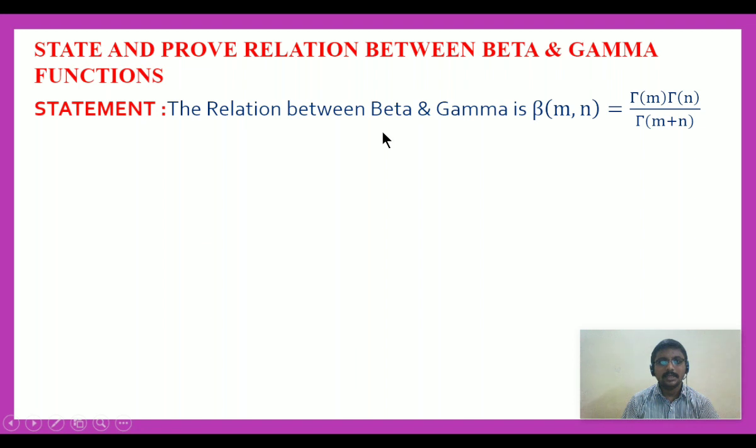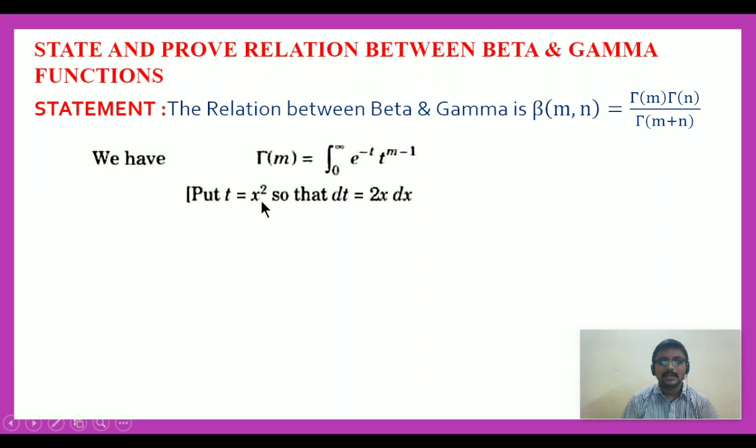The proof is very important. By the definition of gamma function, we will have gamma of m is the integral 0 to infinity e power minus t, t power m minus 1 dt. So here dt is missing, just write it down. Now this can be solved by putting t equal to x square.